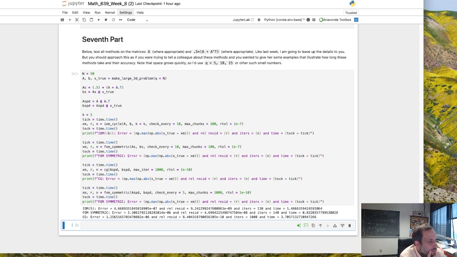The symmetric and the sparse, the AS and the ASPD are nicer matrices than A, which is one of the reasons it's running a little bit faster. But I'm surprised that the FOM symmetric on the sparse positive definite matrix looks like it's getting hung up a little bit. Okay, well, at any rate, at least when I have the tolerance up to here.